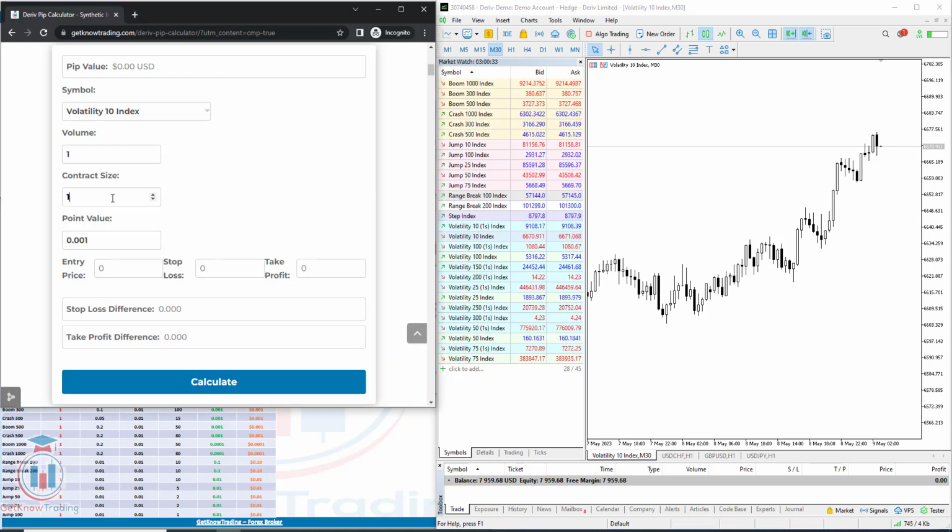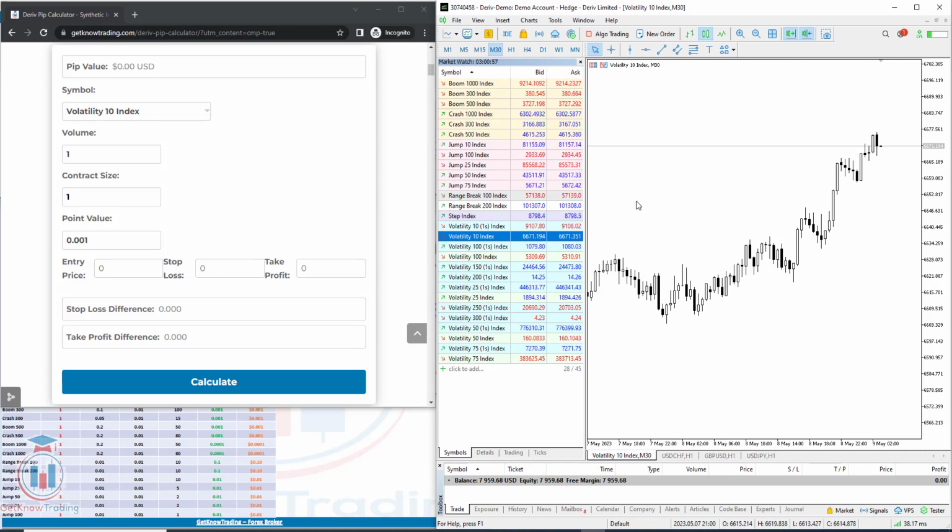Then you have a contract size, and that is something that your broker defines, and also what the point value is is also what the broker defines. The contract size is in our case 1, and that means how big the contract is when you calculate in base units, and in this case the base unit is a Volatility 10 Index.